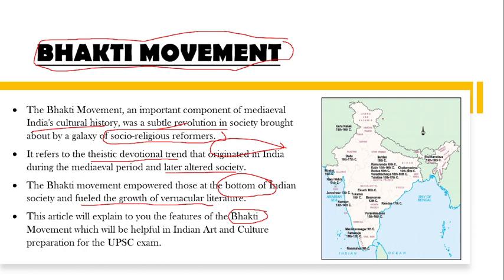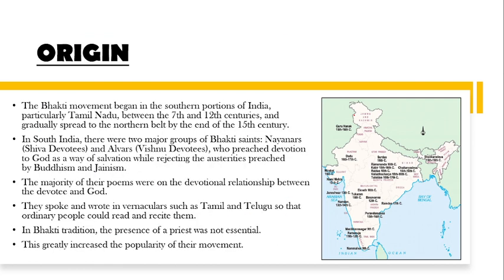So here is a map which shows a summary of the different places where the Bhakti movement emerged in India at different points of time. For your reference, you can refer to this map, and it's very easy to remember. The Bhakti movement began in the southern portions of India, particularly Tamil Nadu, between the 7th and 12th centuries, and it gradually spread to the northern belt by the end of the 15th century.